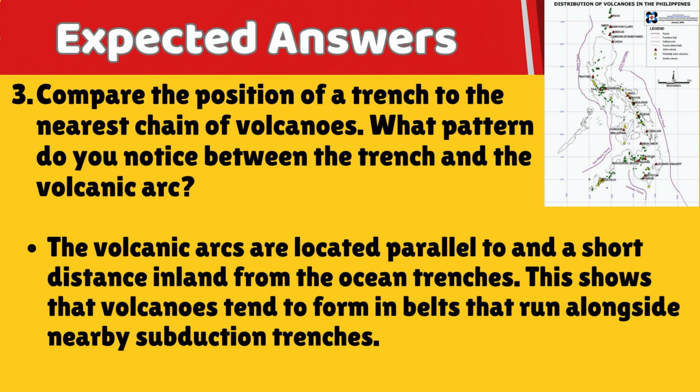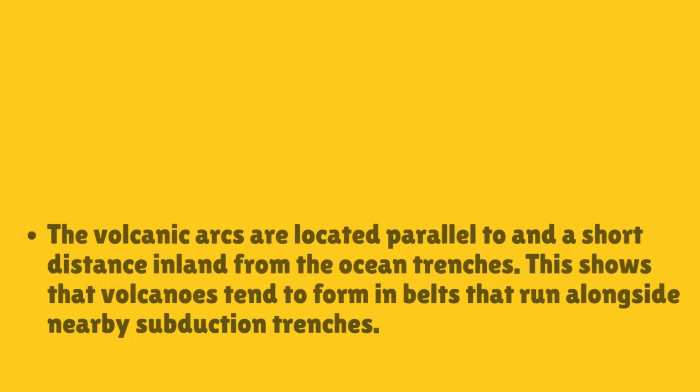Number 3, compare the position of a trench to the nearest chain of volcanoes. What pattern do you notice between the trench and the volcanic arc? The volcanic arcs are located parallel to and a short distance inland from the ocean trenches. This shows that volcanoes tend to form in belts that run alongside nearby subduction trenches.